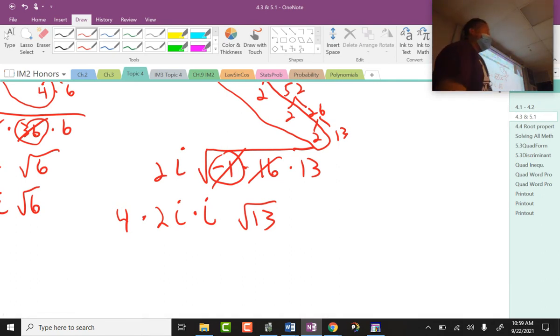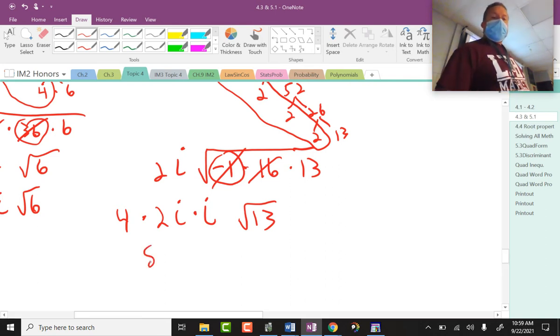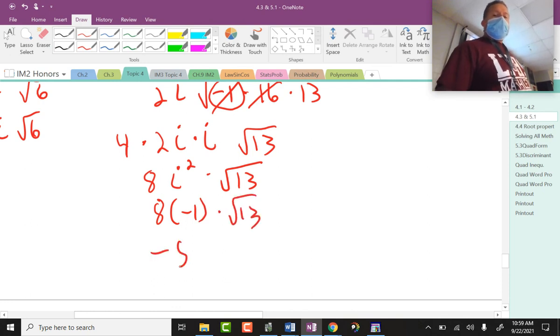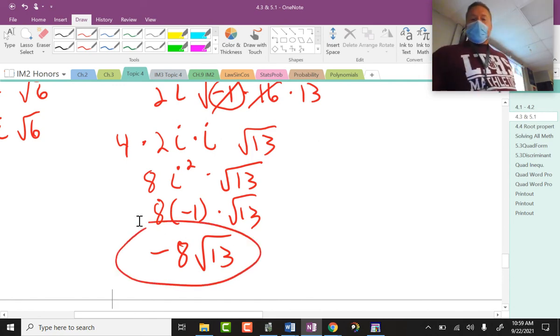Oh no. What did I tell you i squared was, everybody? i squared is negative 1. Not square root of negative 1, negative 1. So this is negative 8 root 13 is actually what happens. I have to show you on the calculator.